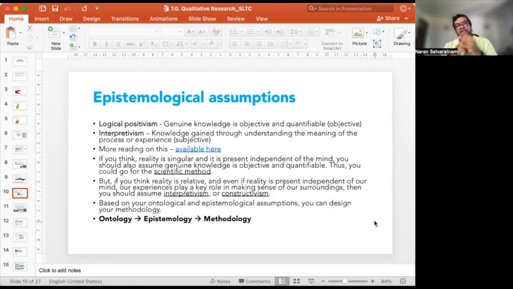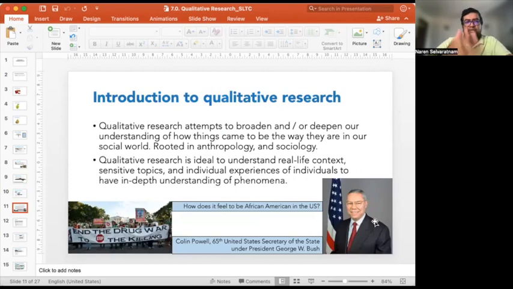So these different types of methods. Depending on what you like, depending on the philosophy that you subscribe to, you can go ahead and do your research. But before we go and discuss those, let me give you a better introduction to qualitative research. So it's going to be a bit of a long lecture.